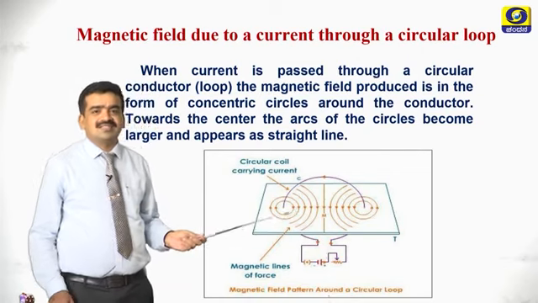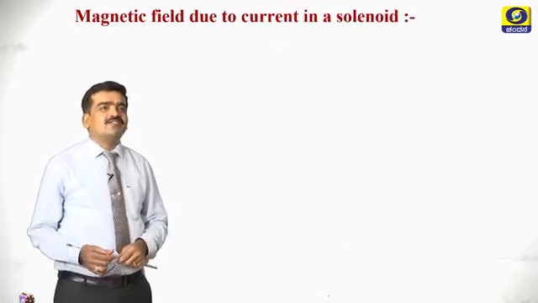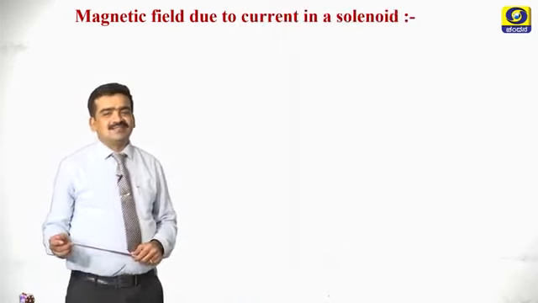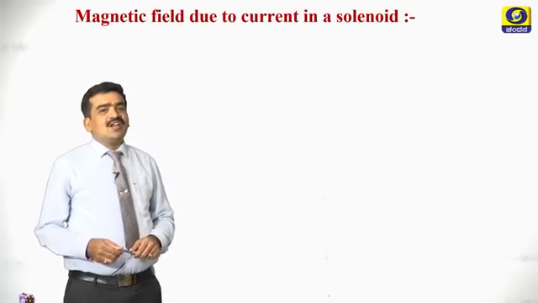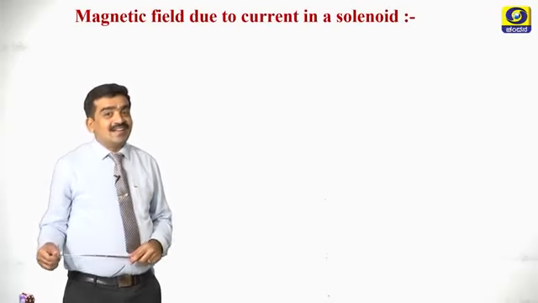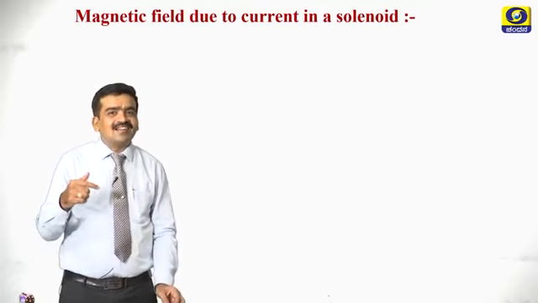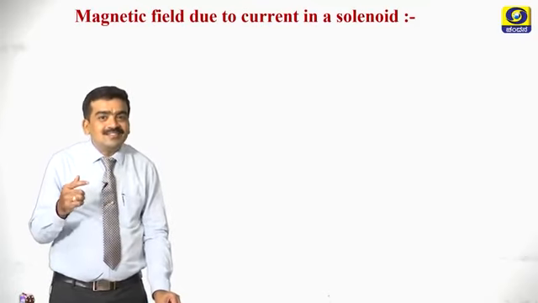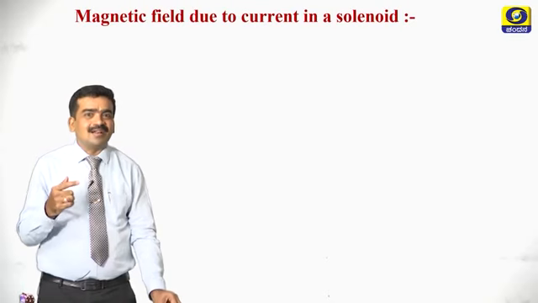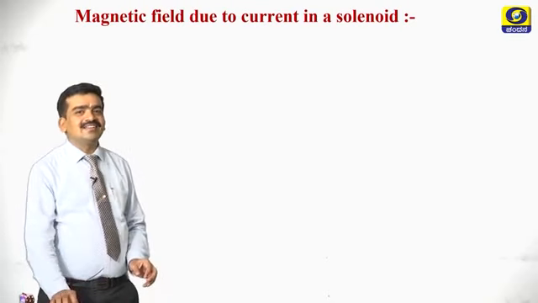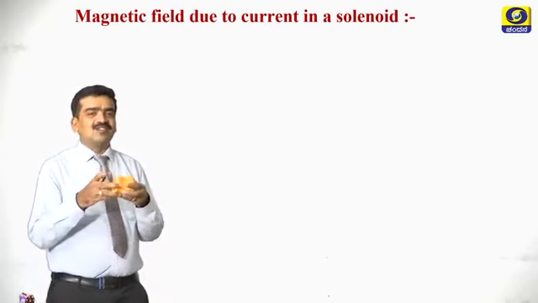So you have to practice this diagram. The magnetic field due to current in a solenoid. You all know what a solenoid is. A solenoid is a cylindrical arrangement of copper coil, insulated copper wire. How is it arranged? Yes, the solenoid is like this.